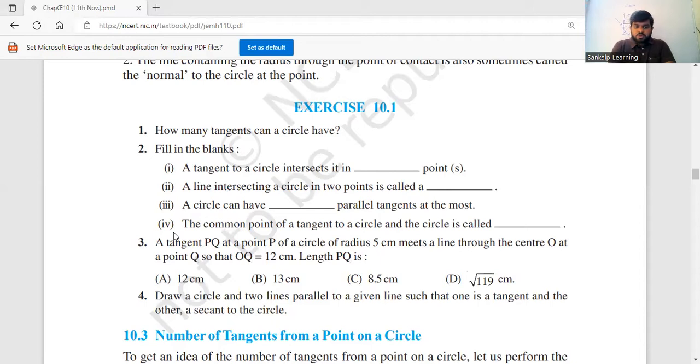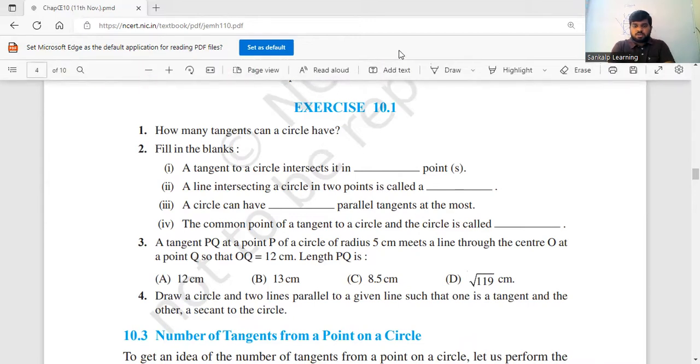A tangent PQ at a point P of a circle of radius 5 centimeter meets a line through the center O at the point Q, so that OQ equals 12 centimeter. Find the length of PQ. Okay, so let's do this.